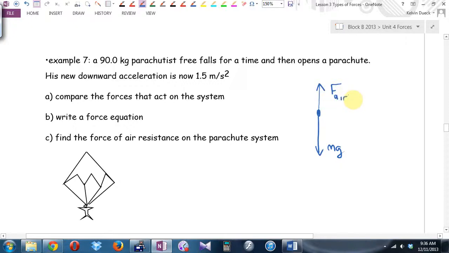I had somebody last day say, well, isn't it tension from the... It's technically tension from the ropes of the parachute, but Zach, it's the air resistance on the parachute. Okay? So we've done A. B. Write a force equation.